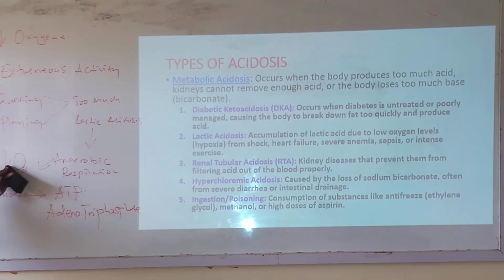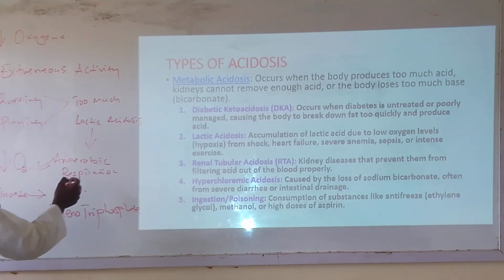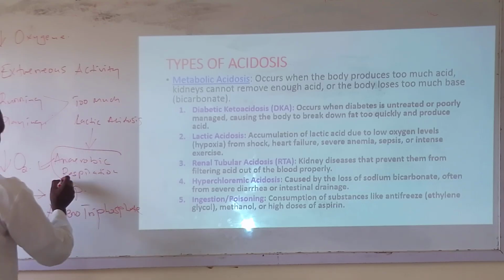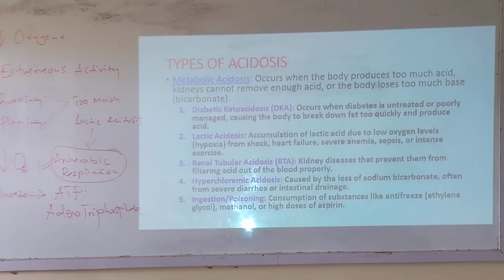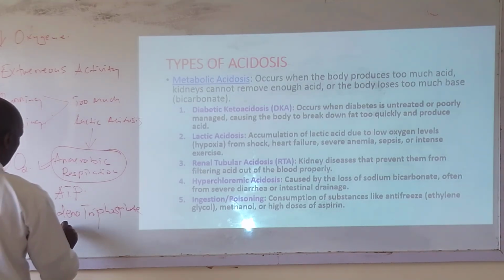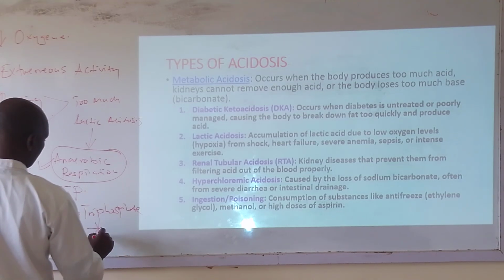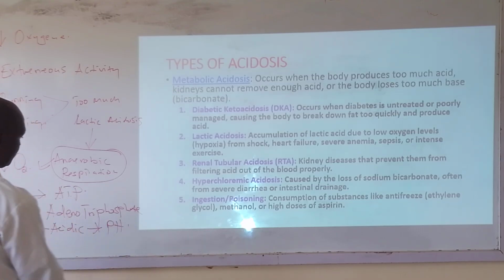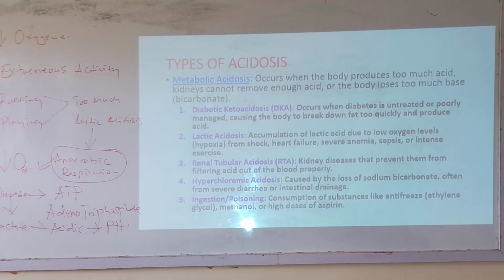When there is no oxygen, the type of respiration in the tissues will be anaerobic respiration, and therefore this glucose will be converted into lactate. And this lactate is acidic, and it will change the pH of blood. So that is what happens in lactic acidosis.